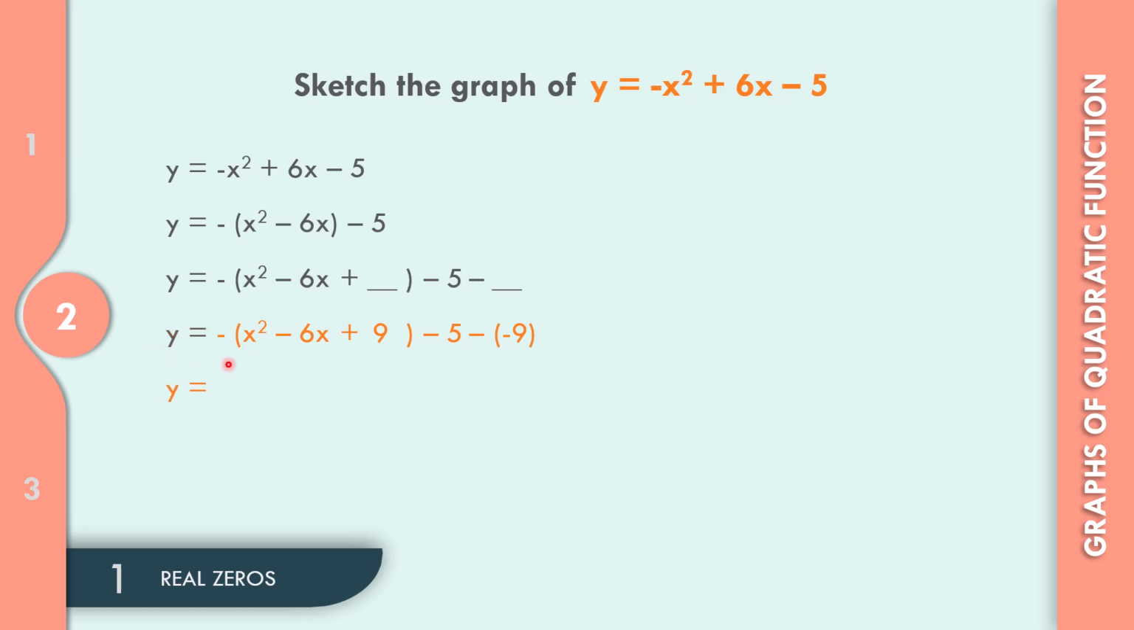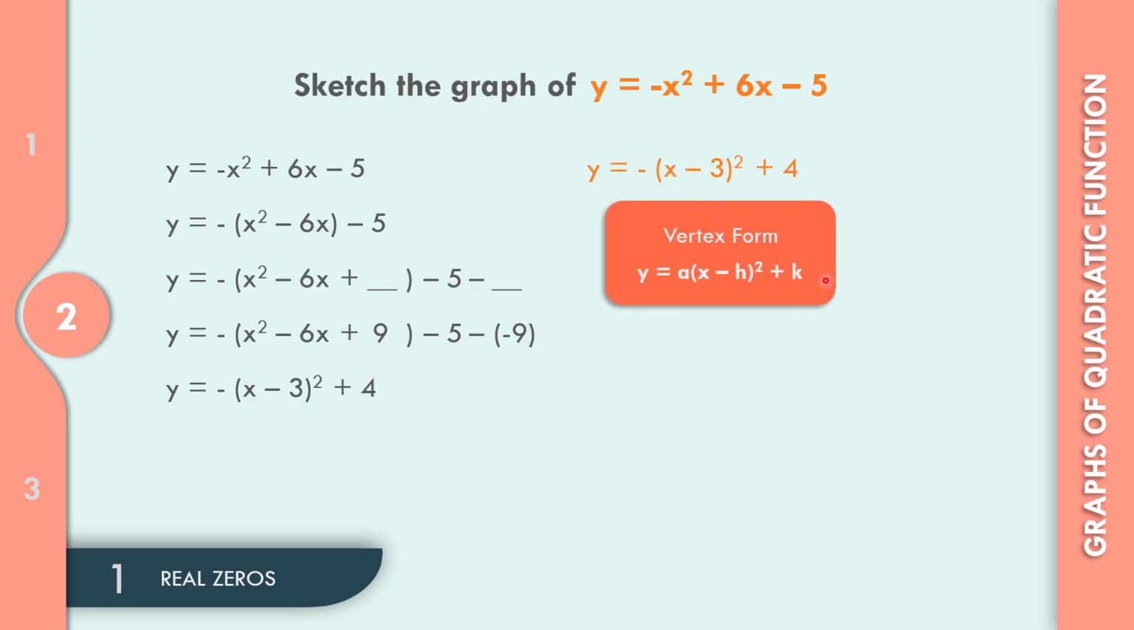So copy y, copy negative. Square root of x squared is x. Copy the sign of b, that is negative. Square root of 9 is equal to 3, and then square. Negative 5, negative times negative is positive. So negative 5 plus 9 becomes positive 4. So the vertex form is y equals the quantity negative times x minus 3 squared plus 4. So this is the vertex form.